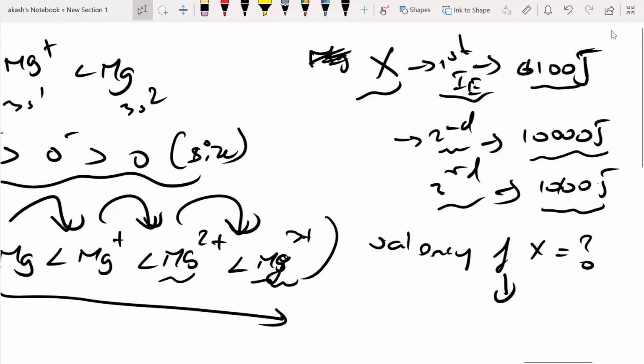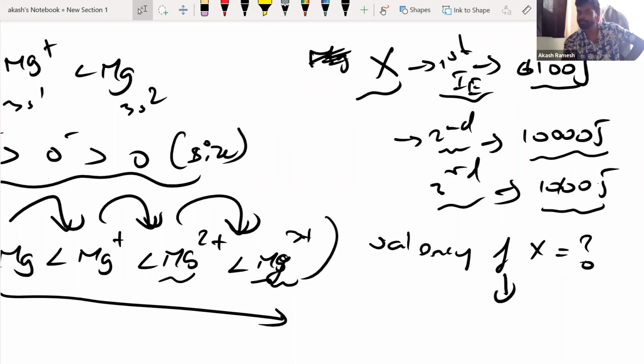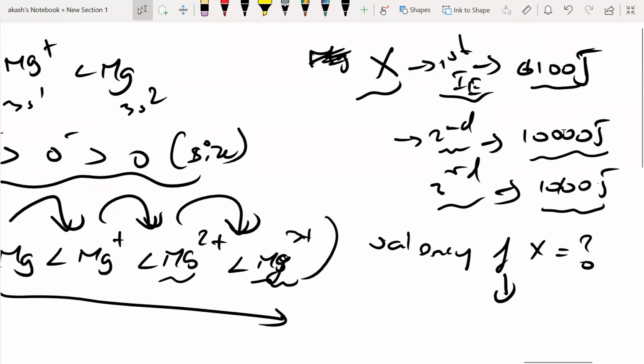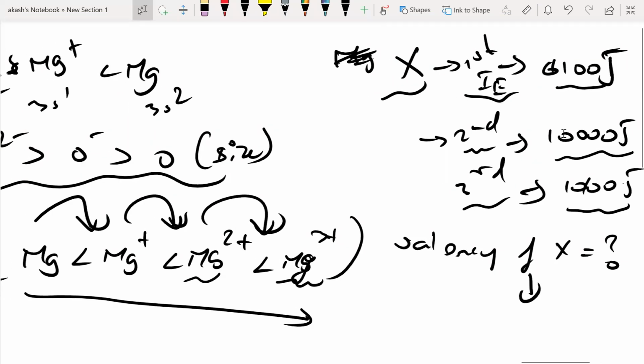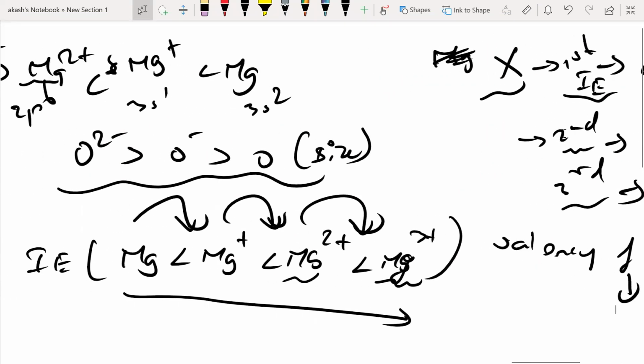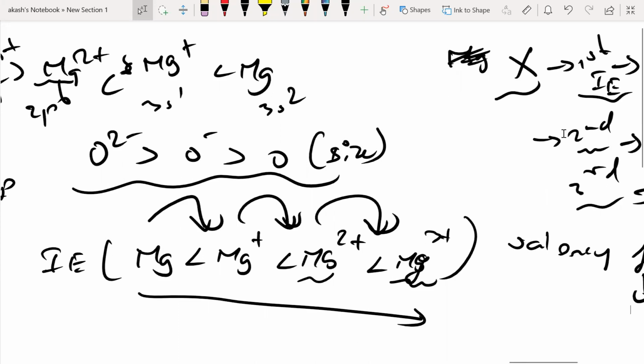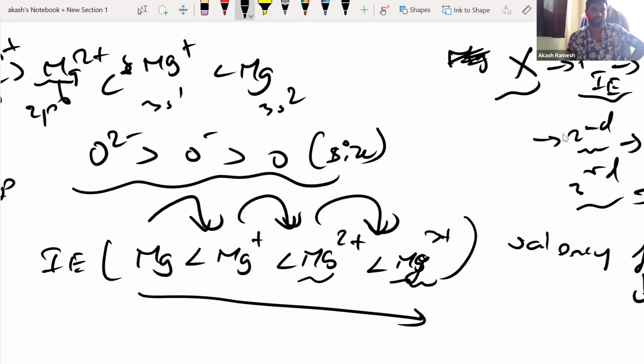Sir, I have a doubt, sir. Regarding this question? No, sir. Okay, then tell me. Sir, the shielding effect of Mg plus is greater than Mg2 plus. Shielding effect of Mg plus is greater than that of Mg2 plus is what you're telling? No, sir, wait, I'll be back 1 second. Yeah, sure. Take your time.